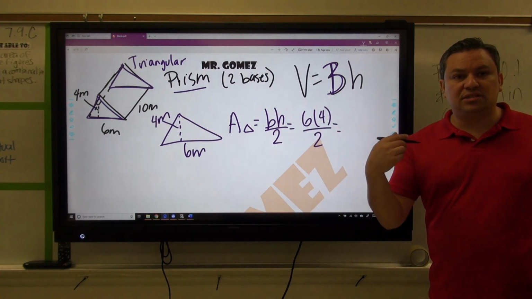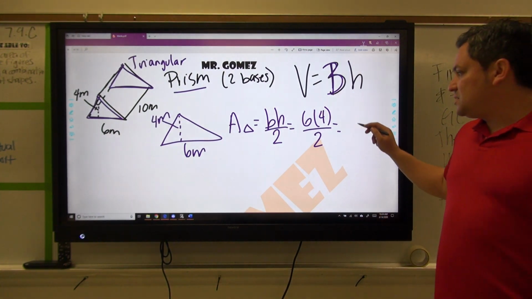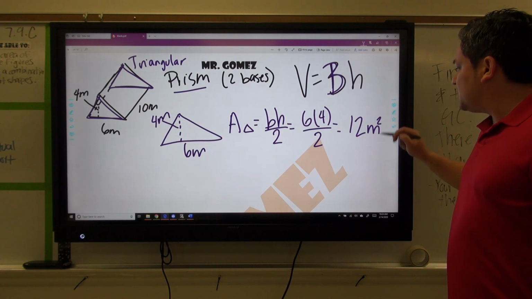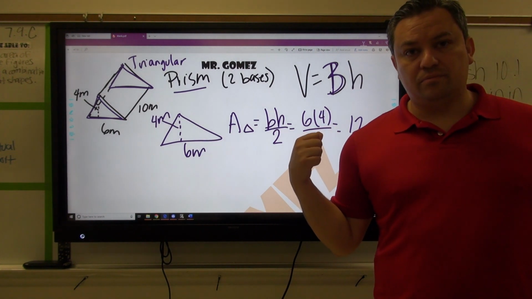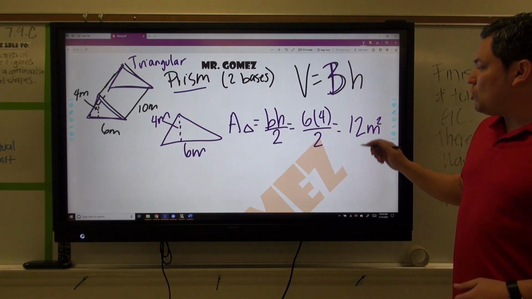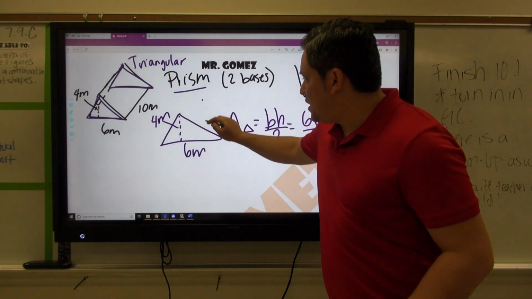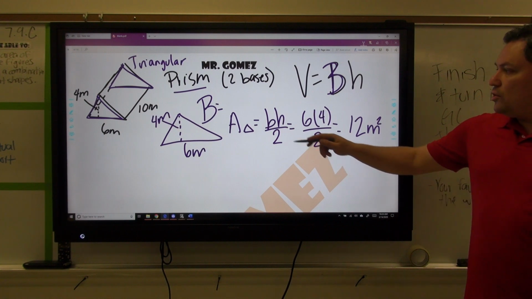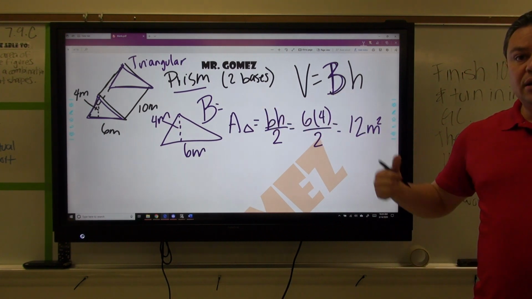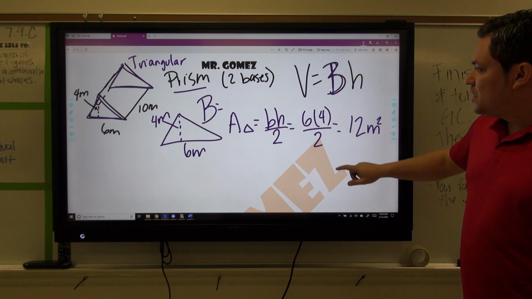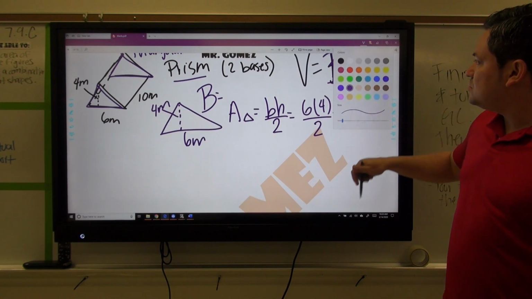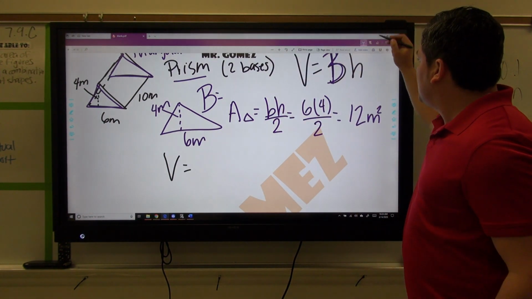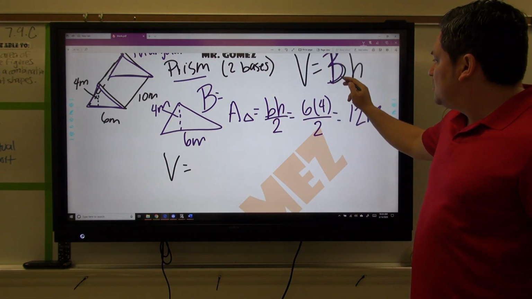6 times 4 is? 24. Divided by 2 is? 12. So now these are meters squared. Why squared? Because it's area. Right now it's just area. So what I just found over here is actually my uppercase B. Now that I know this, I can come back to the volume formula and substitute the values in. So I'm going to rewrite this. So big B, uppercase B, is what now?